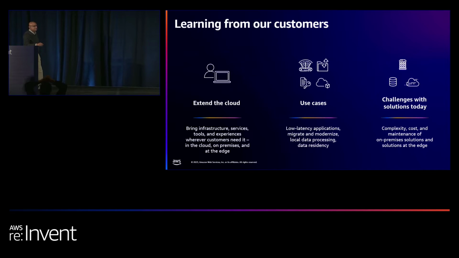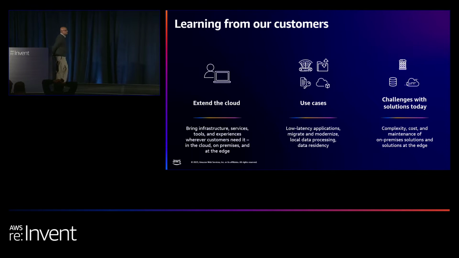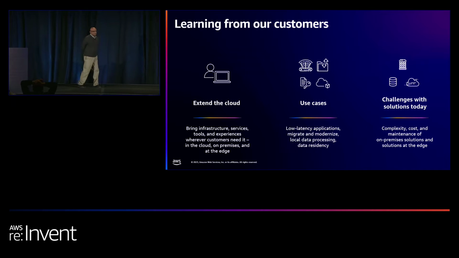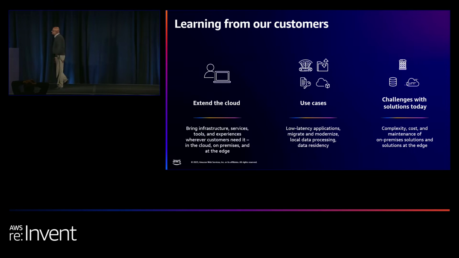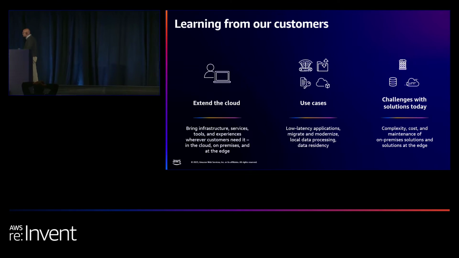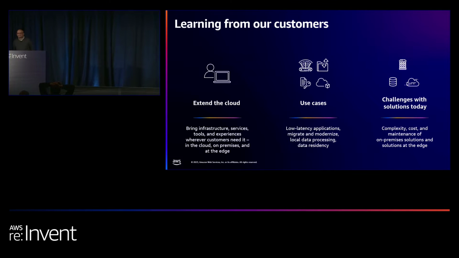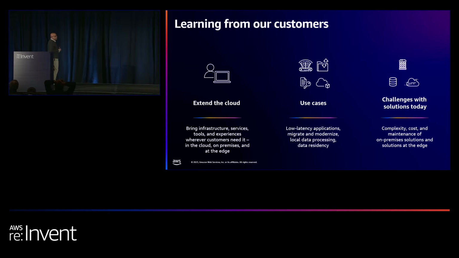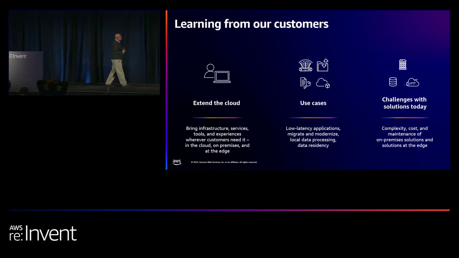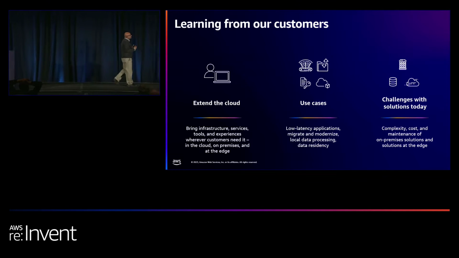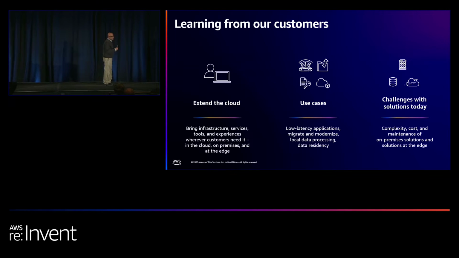So with that, let me first talk about learning from customers. At AWS, everything starts with the customer, working backwards. And when we talk to customers, they were telling us three things. The first thing is they want to extend their infrastructure to the edge. That means they want to extend the infrastructure services, the APIs, the tooling, and experiences to the edge, so they can extend their cloud application to the edge and deploy their apps.